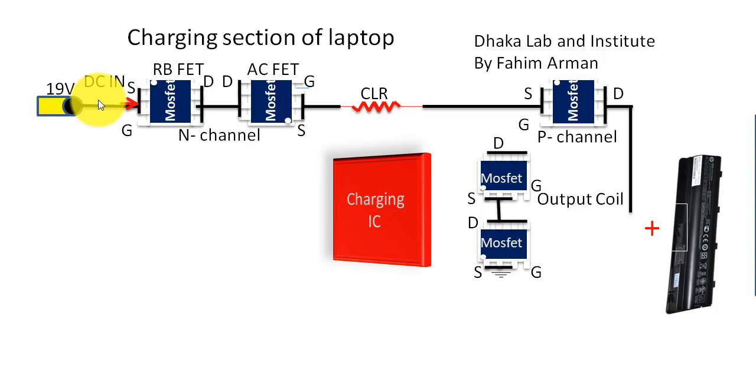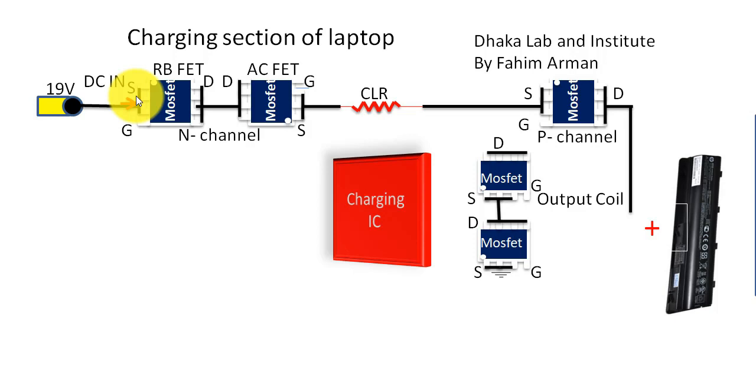But as it is an N channel, this voltage will pass easily from source to drain, but some volt will be dropped, because the source point is the anode of the MOSFET's internal diode and the drain point is the cathode. So the voltage will pass easily, but some voltage will be dropped.